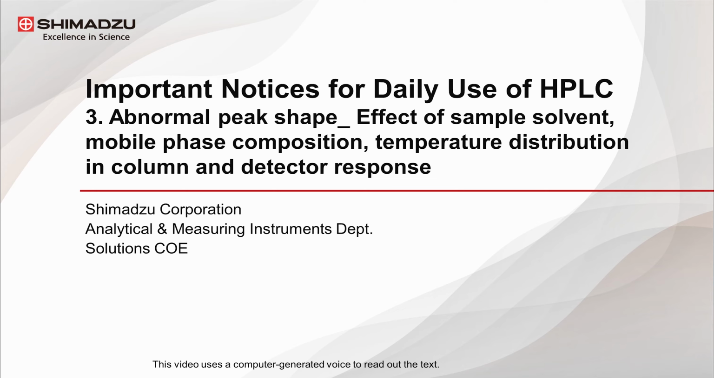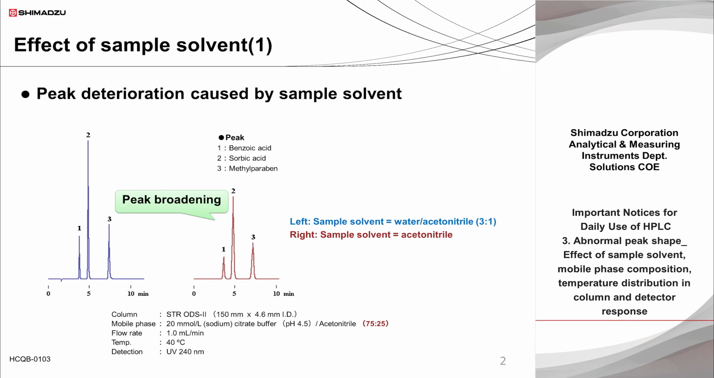This presentation will provide advice for routine HPLC analysis. Today, I'll be talking about abnormal peak shape, particularly the effect of the sample solvent, mobile phase, column temperature and detector response. First of all, I will discuss the deterioration of peak shape due to the effect of sample solvent.